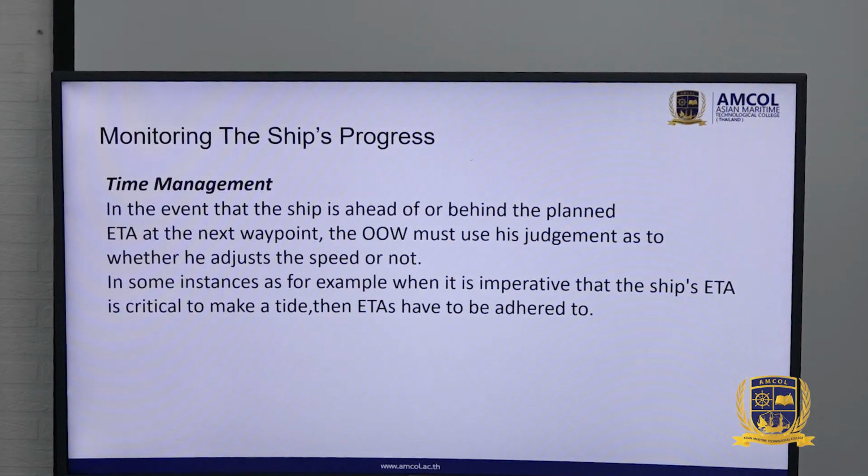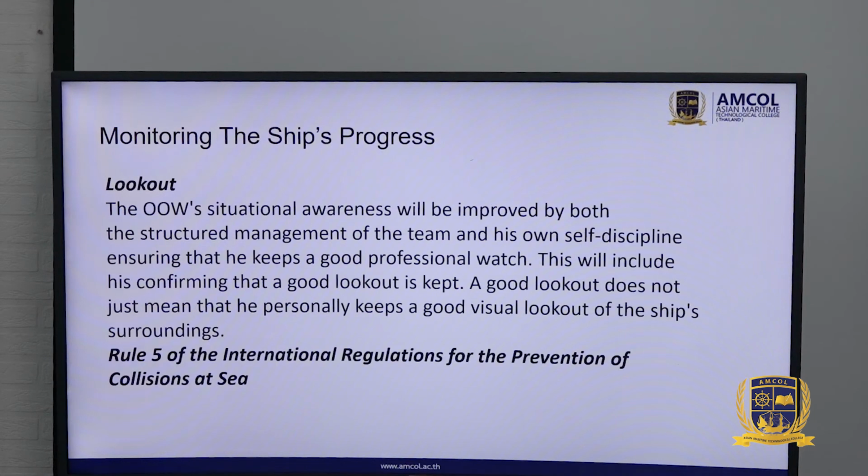Managing your time is very important to ensure that the officer of the watch exactly knows what time the alteration is coming up, what time he has to give 1 hour notice to the engine room, what time he has to call the pilot station, what time he has to report to the vessel traffic control. So this is a part of your duty as an officer to know what the different stages of the voyage are, and what you need to do.